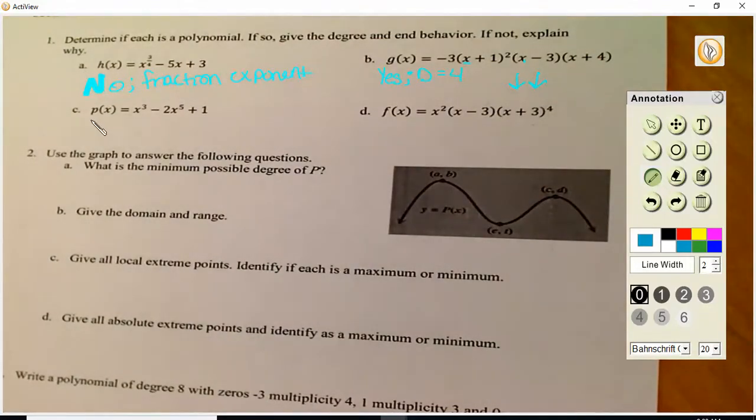Okay, C, is that a polynomial? Yes. What's my degree? 5. Careful, it's not just the first one, it's the highest one, so it was a 5. What's the end behavior here? Down that. Okay, is D a polynomial? Yes. What would be the degree on this one?